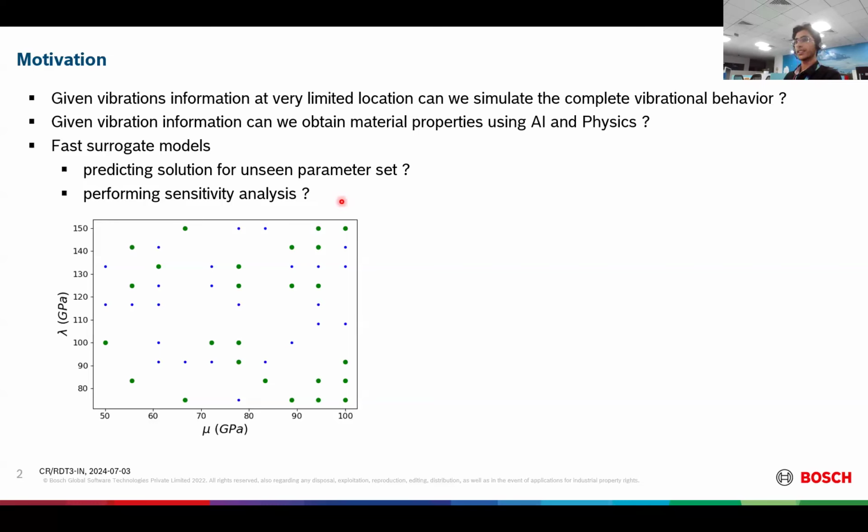And the next is fast surrogate models. So let's say we are given a few sets of parameters where we know the solution, and we want to identify the solution at unseen parameters. In this space, let's say the blue ones could be the unseen parameters, and the green ones can be the parameters where we know the simulations or the measurements.